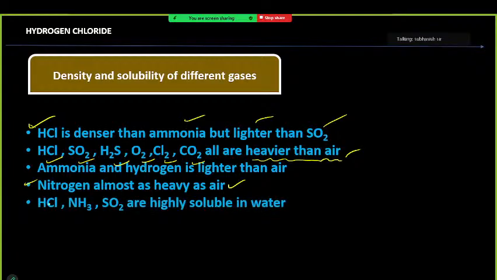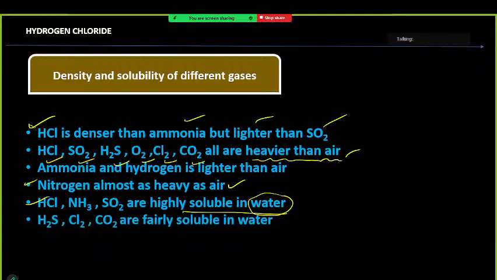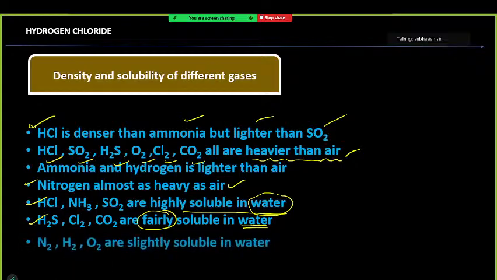Ammonia, HCl, and sulfur dioxide are highly soluble in water, so all those gases should not be collected by displacement of water. H2S, Cl2, and CO2 are fairly soluble in water. They are only partly soluble, but they are soluble, and that's why they also should not be collected by displacement of water.